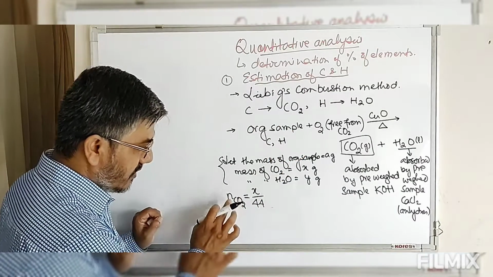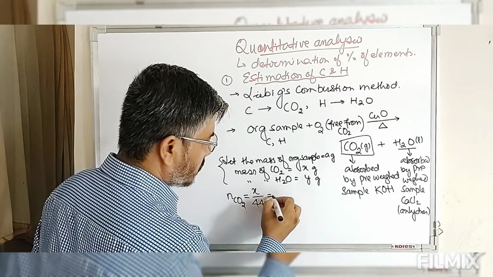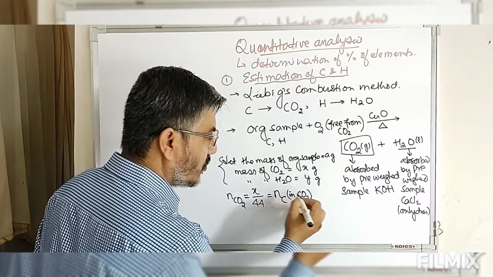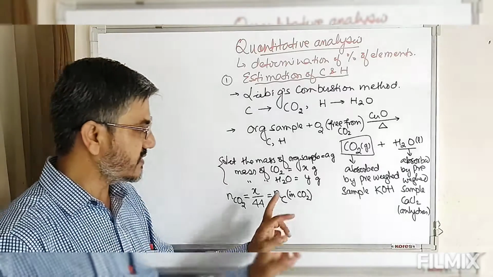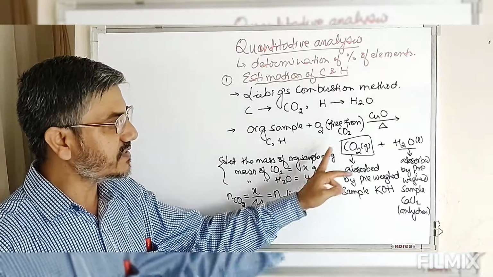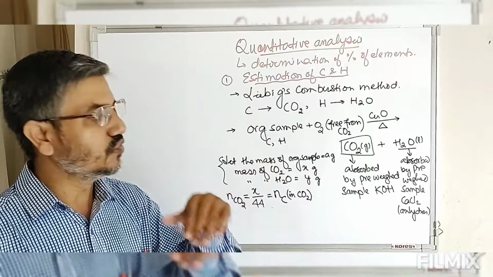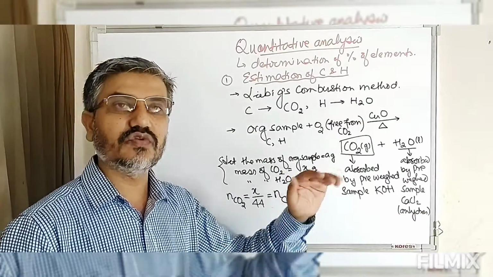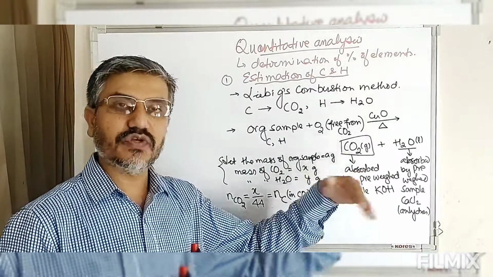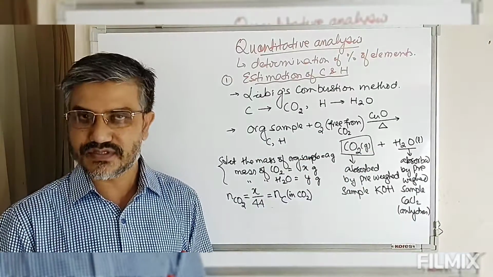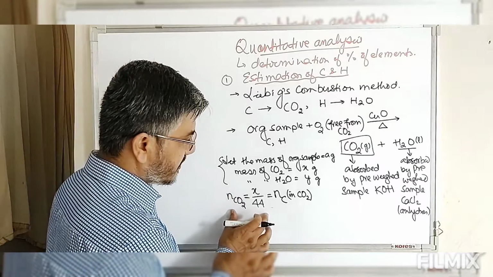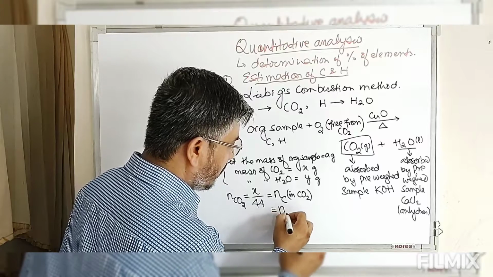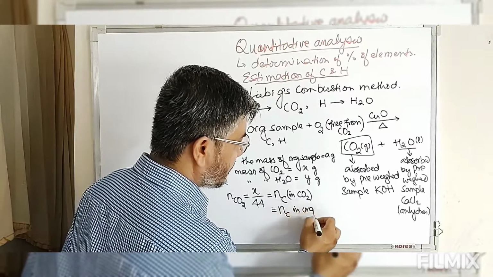So that means the number of moles of carbon dioxide is equal to the number of moles of carbon in carbon dioxide. The formula says one molecule contains one carbon, two molecules will contain two carbon, 15 will contain 15 carbon. So 1 mole, meaning 6.02 into 10 to the power 23 molecules, will contain 6.02 into 10 to the power 23 carbons. Therefore the number of moles of carbon dioxide is equal to the number of moles of carbon in the organic sample.